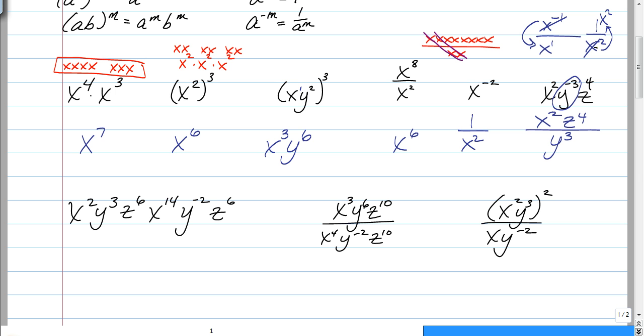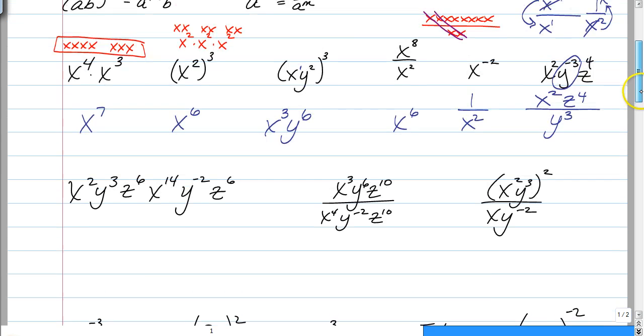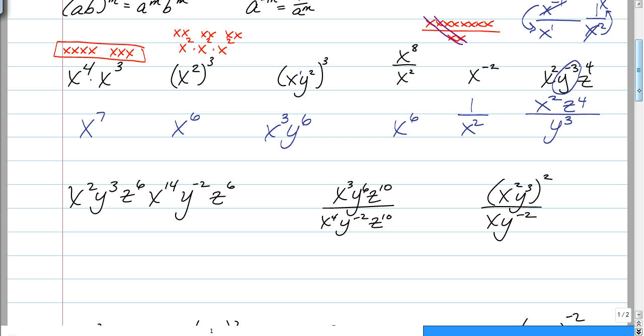Okay? There's all sorts of different ways of playing with these. You just need to get used to it. So, we'll do these right in a row, and then I'll let you try a couple on your own. So, we have an x squared. We have an x to the 14th. And when we multiply, this is all multiplication, you add your exponents. So 2 plus 14 is x to the 16th.